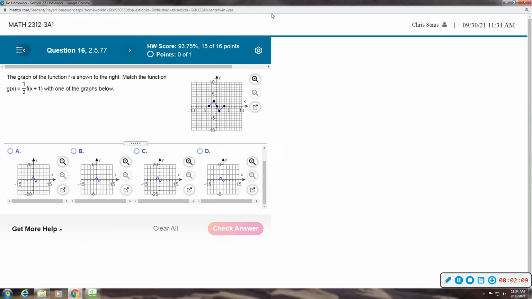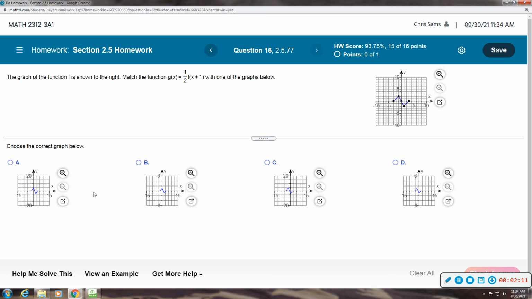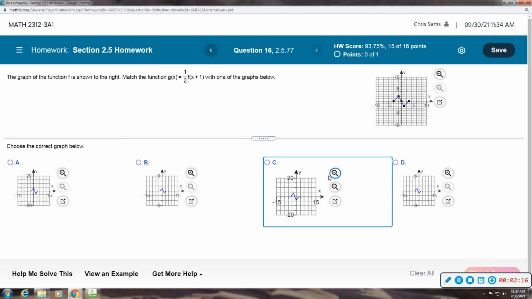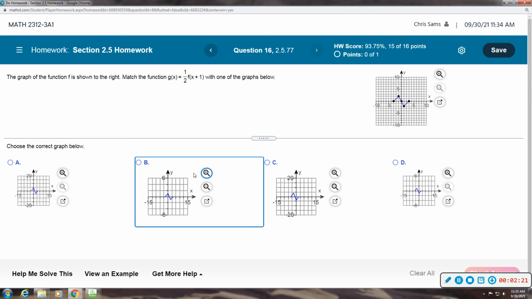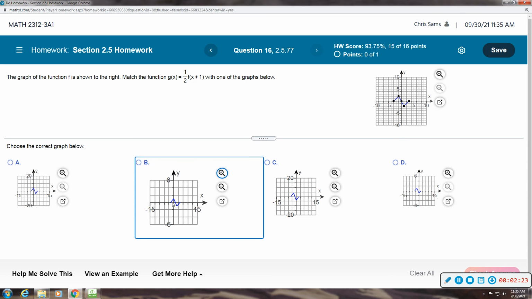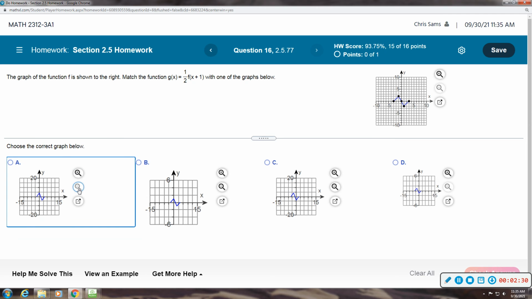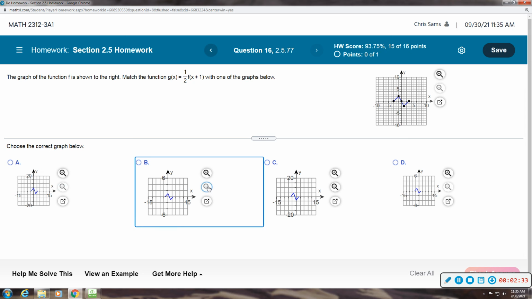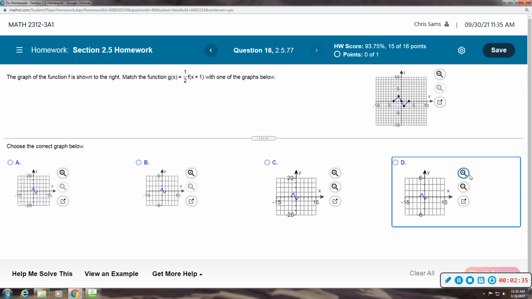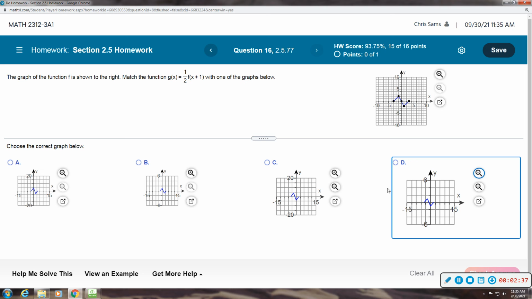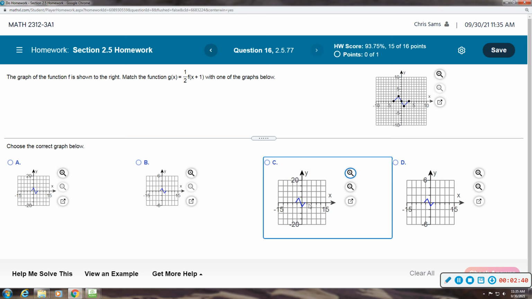So of these, the center is right here on the origin, so I'm looking. This one looks like it's been moved over. It's hard to tell. These are really small. This one has moved to the right, and so has this one. These have been moved to the right. We want to go to the left. So A and B are definitely out. They have been shifted the wrong direction. So D and C both look okay.